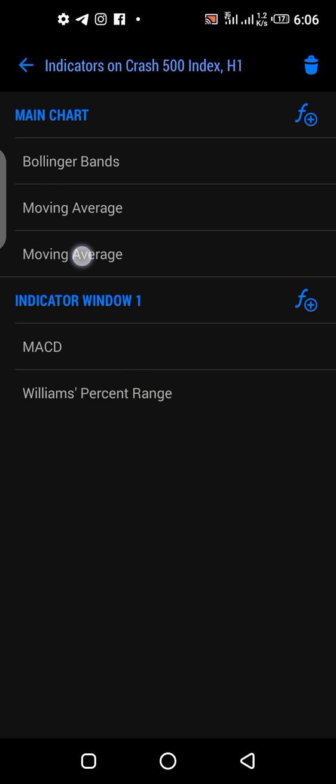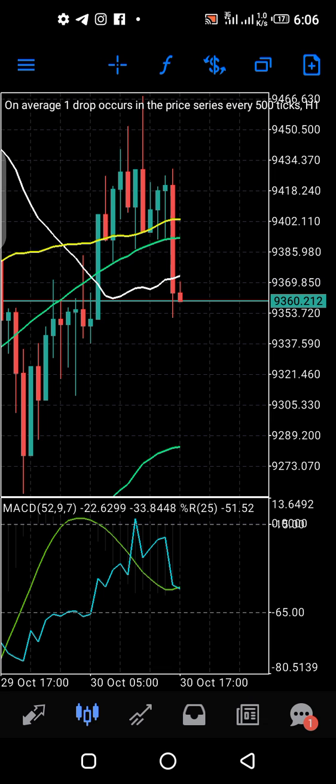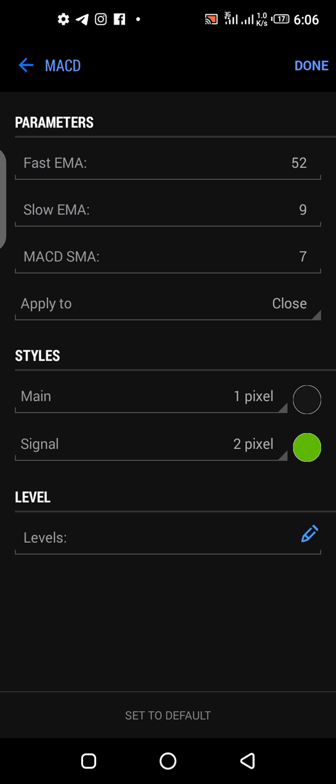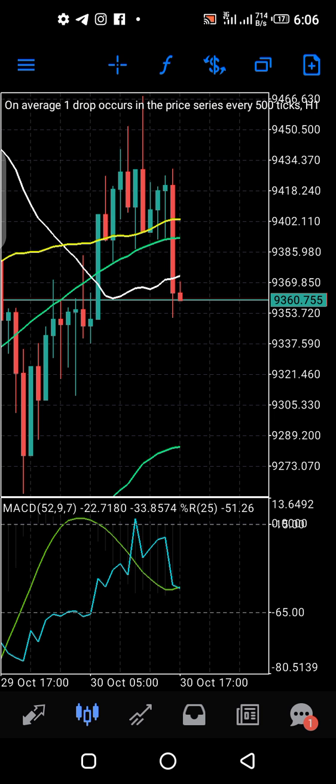I've showed you this. This is the MACD settings. The fast EMA 52, the slow EMA 9, MACD SMA 7. Please take note of this. These are the settings that will help you to catch those spikes. Once you are done, you can pause the video to check all this, and you click on done. Now you are done with that.